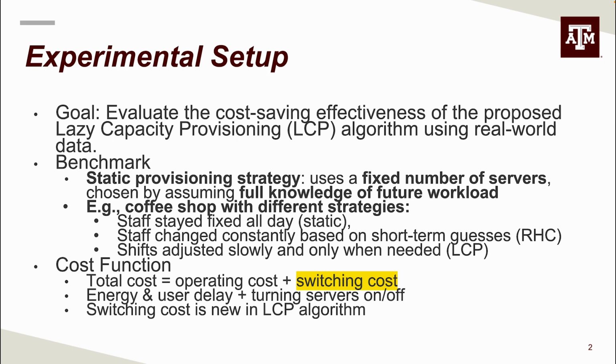Imagine we have a coffee shop. A static strategy is like having the same number of staff all day, regardless of the demand. Another strategy might adjust constantly, reacting to every change. But LCP is smarter. It shifts resources slowly and only when needed, which saves cost while maintaining performance. We define the total cost as the operating cost plus switching cost, where the operating cost is the energy cost and the user delay, and switching refers to turning the servers on or off. Switching cost is something unique in our LCP model.